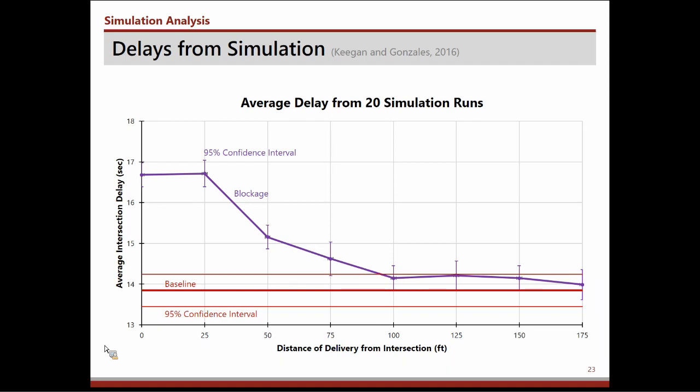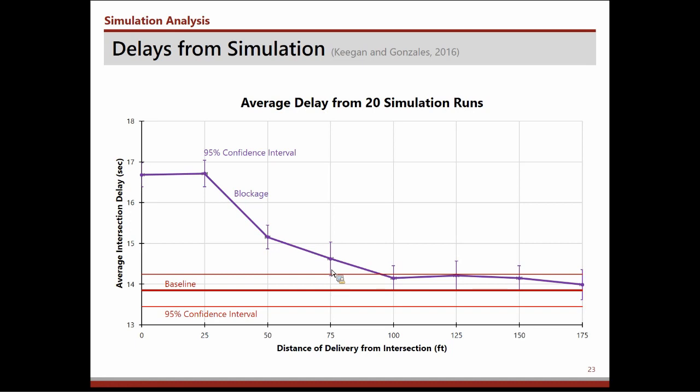So from an efficiency perspective, this implies that we'd be better off incentivizing freight deliveries, if they're going to have to double park, to at least do it far away from the intersection, as far upstream from the intersection as possible, so that they don't interact with the intersection flow itself.